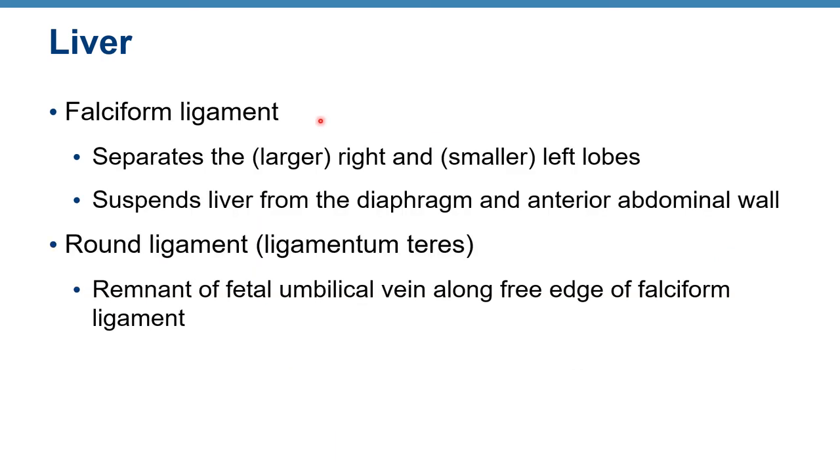So the falciform ligament separates the larger right and smaller left lobes, and suspends the liver from the diaphragm and anterior abdominal wall. And the round ligament, or ligamentum teres, is a remnant of the fetal umbilical vein along the free edge of the falciform ligament. During embryonic development, we have this fetal umbilical vein. And of course, after birth, it's not present. So whatever is left, we call the round ligament.